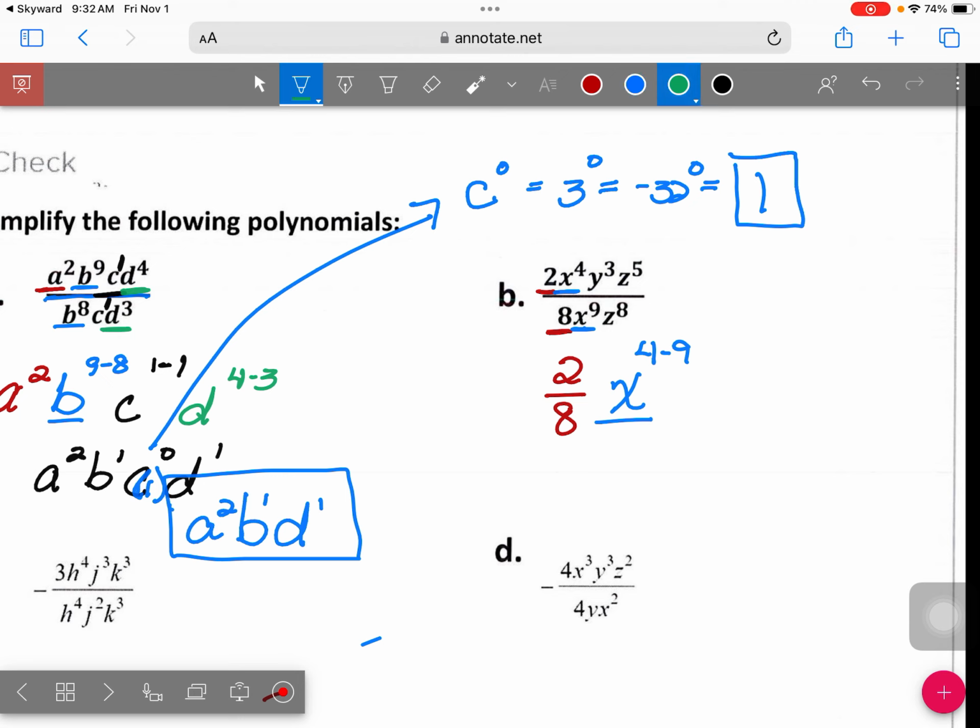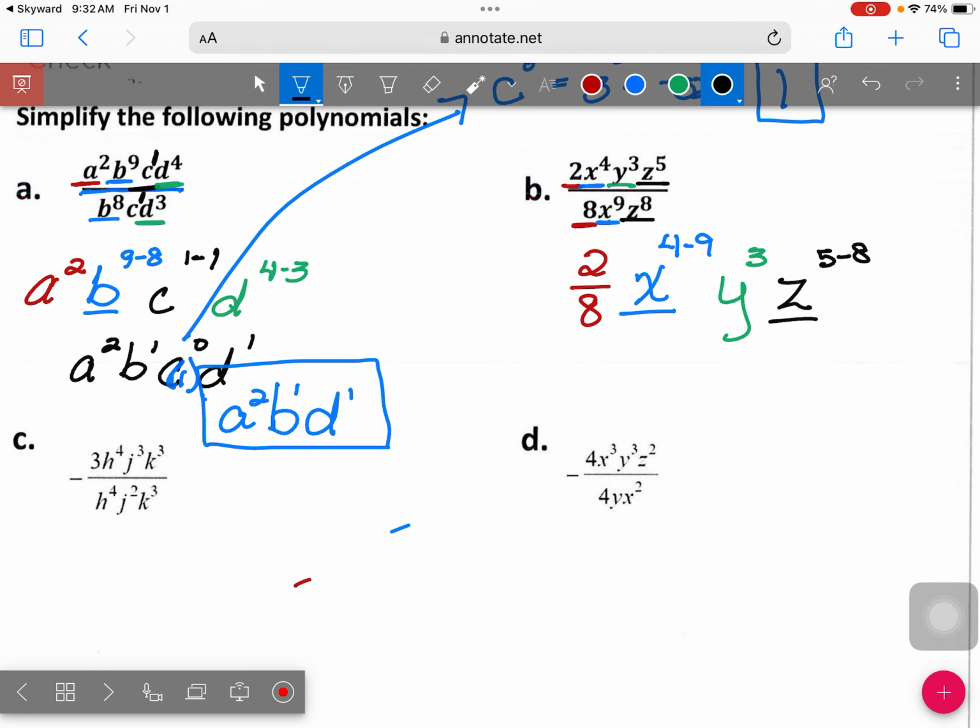Then we have y to the 3rd. No other y, so just leave it as y to the 3rd. And finally, z to the 5th divided by z to the 8th is z to the 5 minus 8. You keep the base and subtract.